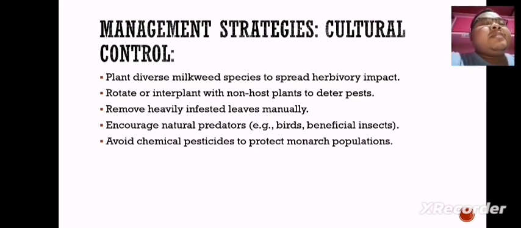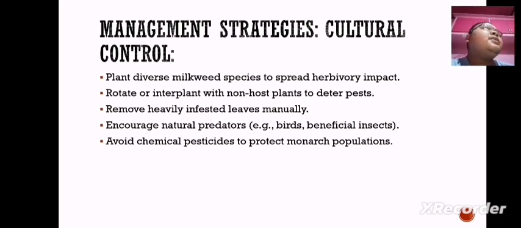So, ano ba yung mga yung ating mga management strategies? The cultural control. So, plant diverse milkweed species to spread herbivory impact. Rotate or interplant with non-host plants to deter pests. Remove heavily infested leaves manually, so manual. Encourage natural predators such as birds or beneficial insects. Avoid chemical pesticides to protect monarch populations.